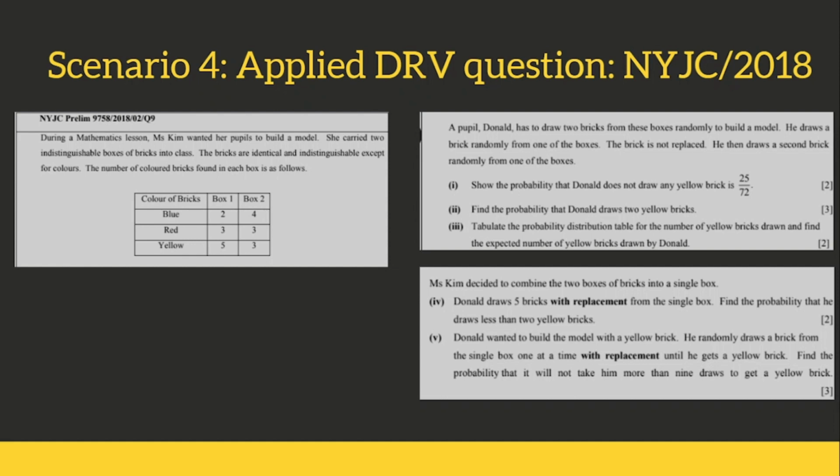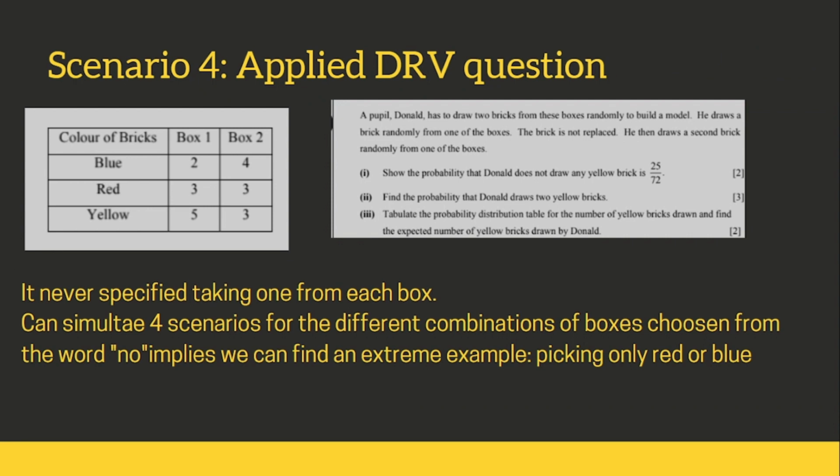For this first part, the key thing to know is that they never specify whether you draw from box 1 or box 2. This is why they wanted, in a way, to have this show part, so that you know how you're thinking for this question, because there are several scenarios. In this kind of scenario, you can simulate whether they are picking box 1 or box 2, or box 1 both times, or box 2 both times. That's how we can simulate the four different scenarios.